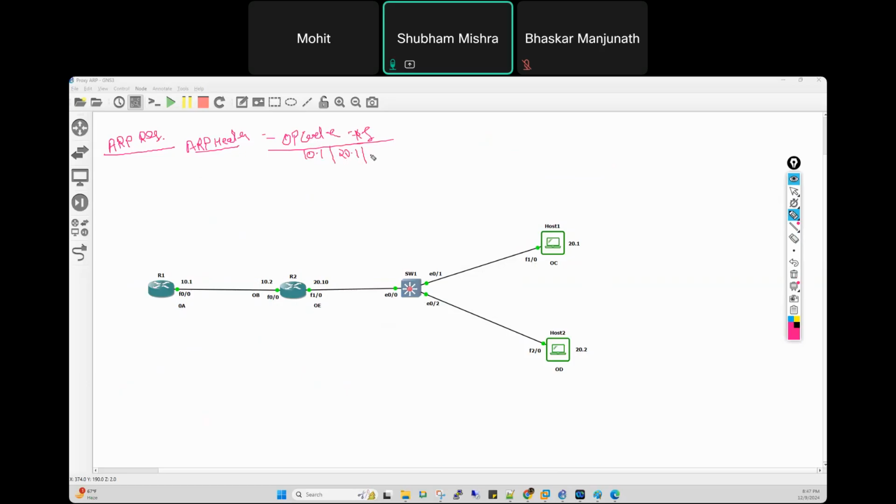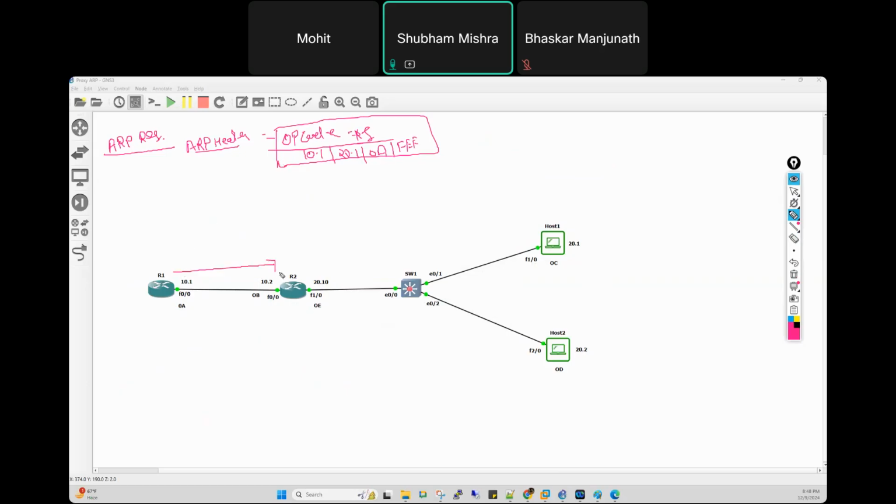Now, after that, source MAC. Source MAC will be 0A, and destination MAC will be FFFF, because I already told you, ARP request will be the broadcast. Remember, ARP request is always broadcast. Yes or no? And ARP reply will be the unicast. Right?